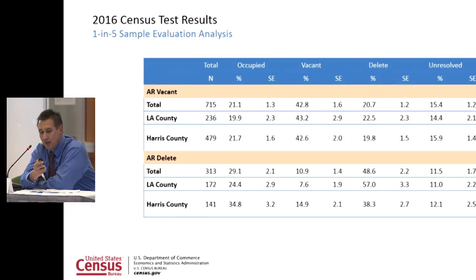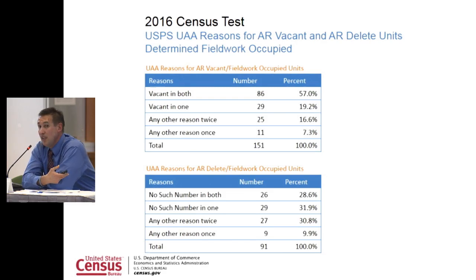We just said, okay, let's end up doing some additional analysis. So one thing which we want to look at is, what was the Postal Service saying about these vacant and these delete households? So for these, the 151, these are that 21% that were occupied. So the United States Postal Service carrier delivering around March 23rd and April 1st, 57% of the time they gave us a vacant code twice. 19% of the time they gave us a vacant code only once. Another 16.6%, we got 2 other codes, and 7.3%, we had only 1 code.